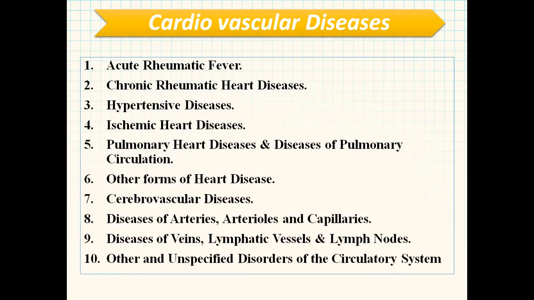Cardiovascular disease. First is acute rheumatic fever, second chronic rheumatic heart disease, third hypertensive disease, or maybe it's called high blood pressure. Fourth is ischemic heart disease, or chronic heart failure. Fifth, pulmonary heart disease and diseases of pulmonary circulation. Other forms of heart disease, cerebrovascular disease, diseases of arteries, arterioles, and capillaries, diseases of veins, lymphatic vessels, and lymph nodes, and the list ends with other and unspecified disorders of the circulatory system.